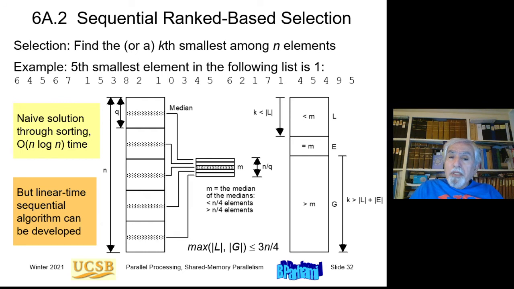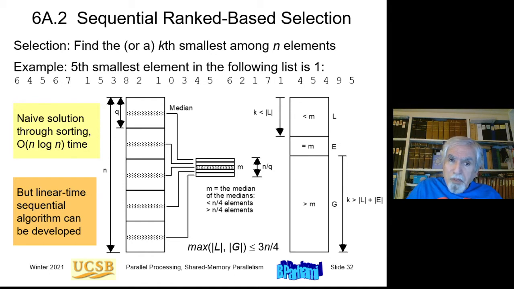Well, one obvious method to finding the fifth smallest element is to sort this list, say from smallest to largest, and then look into the fifth position of the sorted list, and that's where the fifth smallest element is. But sorting is an order n log n operation as a sequential algorithm. We can't do it faster than order n log n, and that's an overkill because we don't really need the list to be sorted.